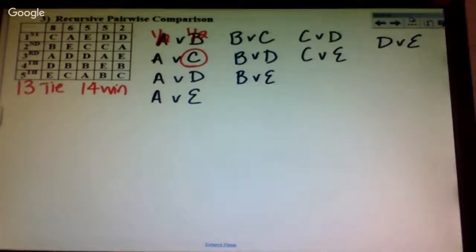Okay, so now we're going to look at A versus D. A wins the first column and the second column. How many points do they have just for those two? 14. A wins. Moving on. Okay. A versus E. A wins the first column and that second column. That's 14 points. A is going to take that one.